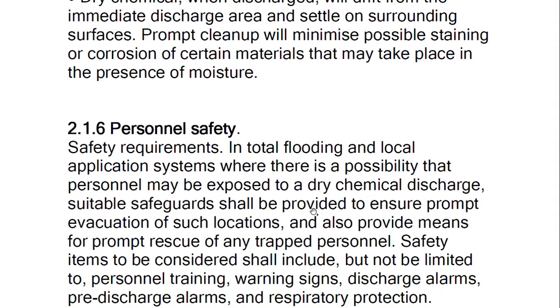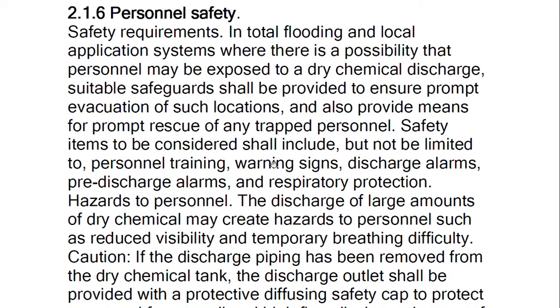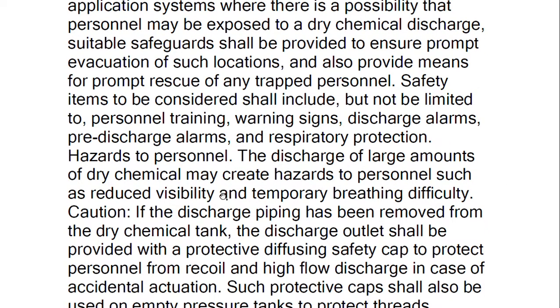Now, personnel safety requirements. In total flooding and local application systems where there is a possibility that personnel may be exposed to a dry chemical discharge, suitable safeguards shall be provided to ensure prompt evacuation of such locations and also provide means for prompt rescue of any trapped personnel. Safety items to be considered shall include, but not be limited to, personnel training, warning signs, and discharge alarms. So these are safety precautions that we are supposed to take.